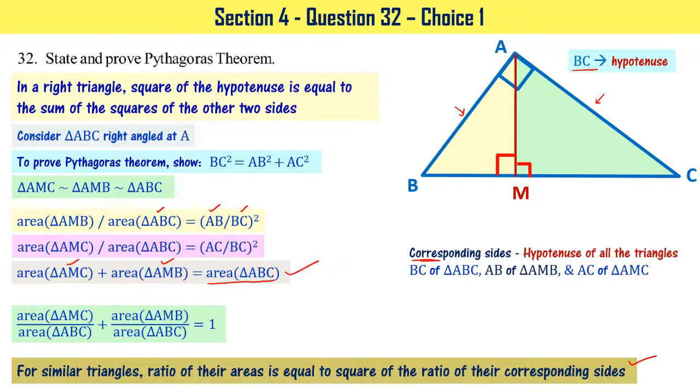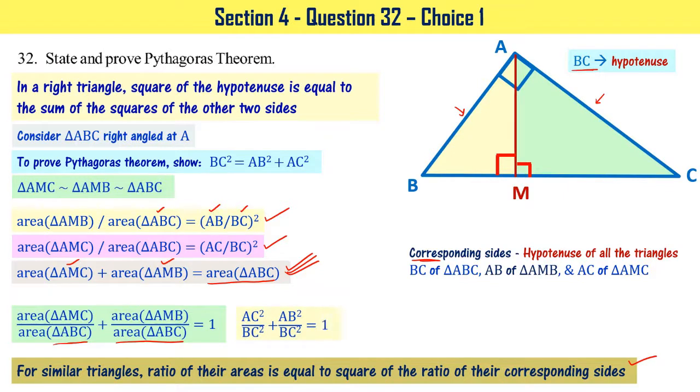When I rearrange, I can write it as area of triangle AMC divided by area of triangle ABC plus area of triangle AMB divided by area of triangle ABC equal to 1, right? Means on both the sides I have divided this equation with area of triangle ABC. Now we know area of triangle AMC divided by area of triangle ABC is (AC by BC) whole square, and this one is (AB by BC) whole square.